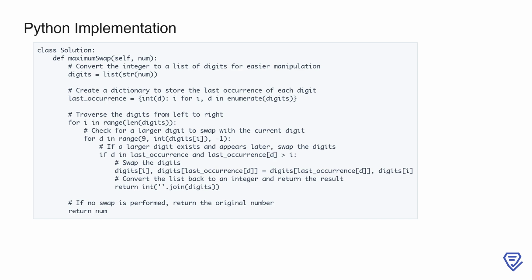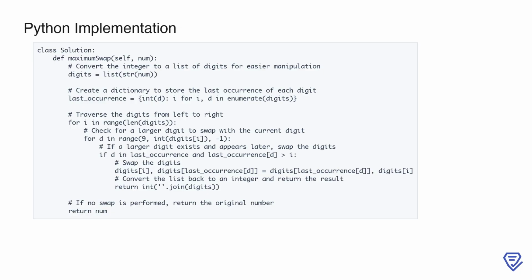5. Return the result. After performing the swap, the list digits is converted back to a string and then to an integer. This integer is returned as the result. If no swap is performed, for example when the number is already the largest possible, the original number is returned.